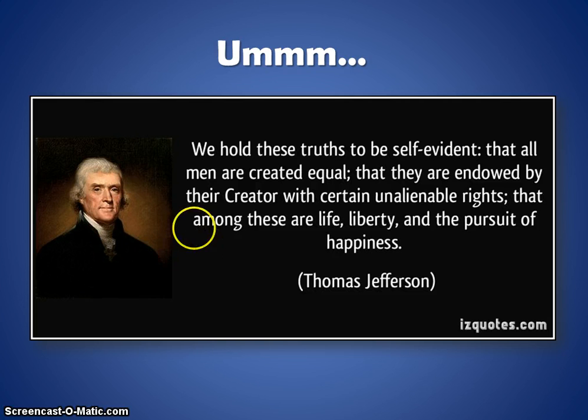It's kind of confusing because Thomas Jefferson wrote in the Declaration of Independence, "We hold these truths to be self-evident, that all men are created equal, that they are endowed by their Creator with certain unalienable rights, that among these are life, liberty, and the pursuit of happiness."